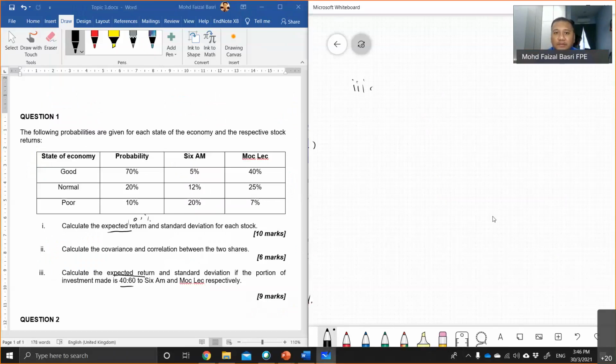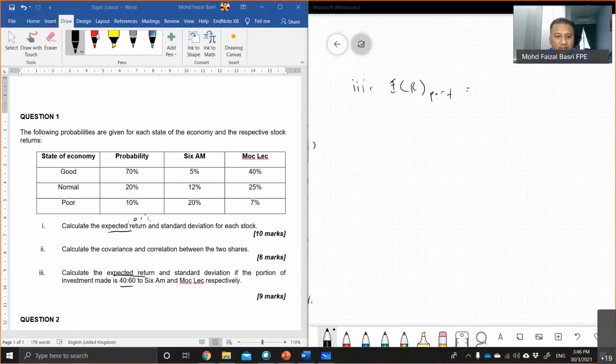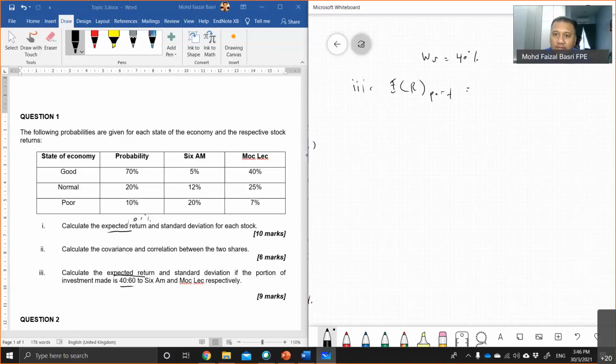Okay, let's try the next one, which is to find the ER for the portfolio. Okay, when we want to calculate the portfolio part of risk and return, as I said before, we need to know the weight. Okay, the weight. So for this case, the weight is given here. Okay, it's 40 and 60. So meaning weight for 6 AM would be 40%. Okay, and weight for ML 60%.